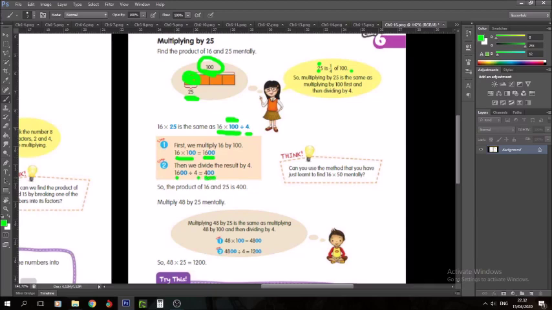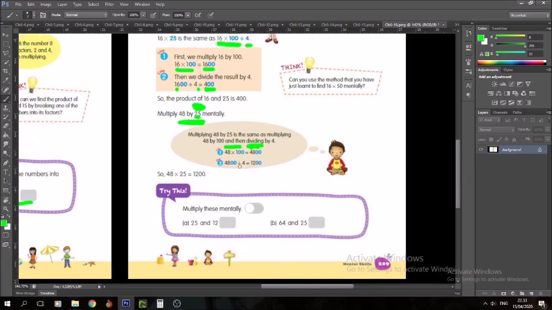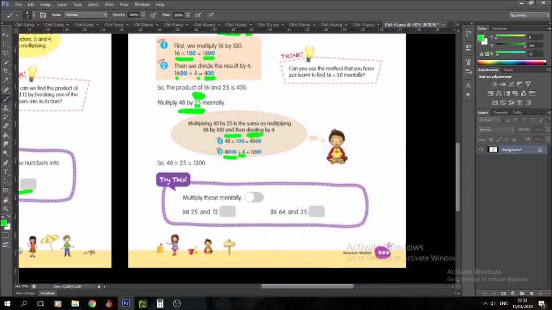So it's 400. Here is another example, multiplying 48 by 25. You can make this into 100 first, but remember that to get 100, you need to multiply this with 4. That means after you turn this into 100, 48 times 100, you divide it again by 4. So 4,800 divided by 4 is 1,200.